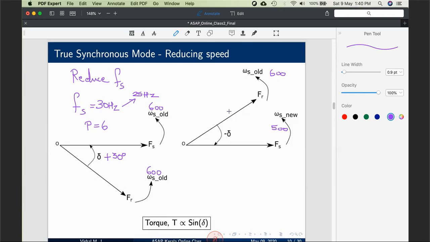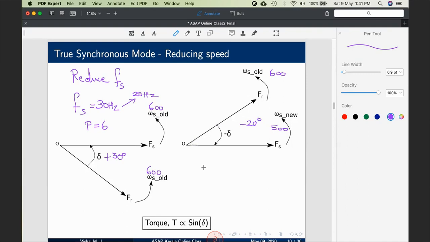go past the stator field. Now what happens? Earlier delta was measured from FR towards FS. The delta was positive 30 degree. Now using the same logic, if I measure delta, what happens? Now the Fs is here and FR has advanced past Fs. Now your delta becomes negative. Let it be minus 20. Just some values I am giving.